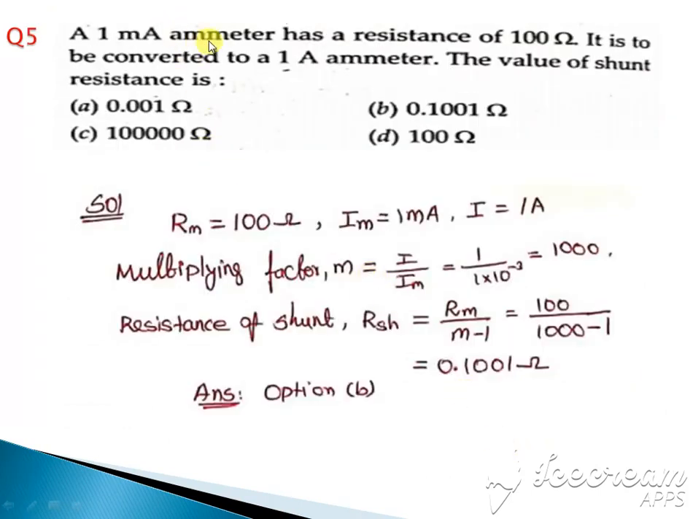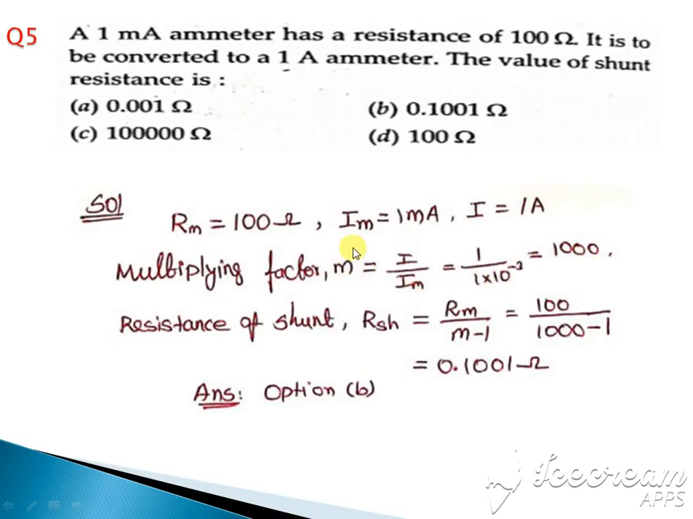And fifth question, a 1 milliampere ammeter has a resistance of 100 ohm. It is to be converted to a 1 ampere ammeter. The value of shunt resistance is. So options are given. So meter resistance is 100 ohm. Meter current is 1 milliampere. We need to extend the ammeter to 1 ampere. So multiplying factor m is nothing but I divided by Im. So 1 divided by 1 into 10 power minus 3 is equal to 1000.